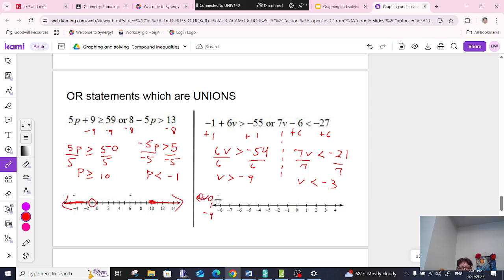Oh, greater than, greater than. And then v is less than -3. So it's going to be open and going this way.